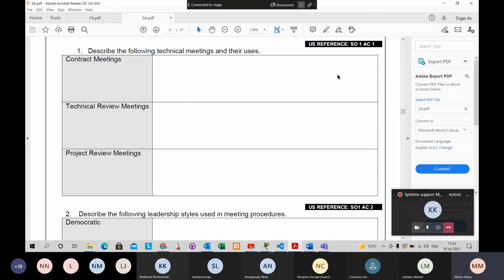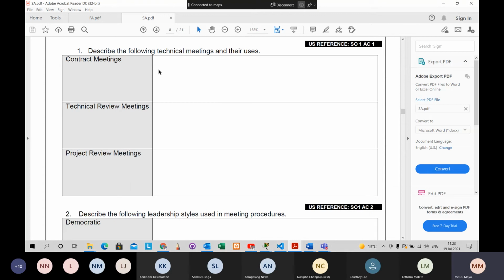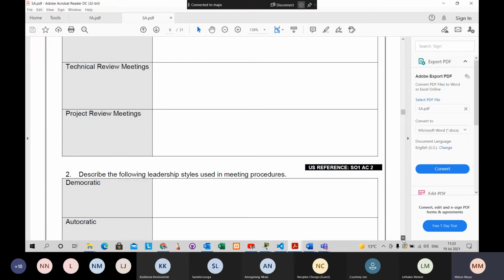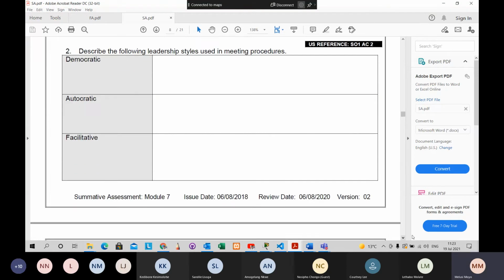Okay, so contract meetings, that's what you might find here if we are talking about technical meetings. Technical reviews and then project reviews, we looked at that, we explained this part. I don't want to go through that again. Sandy also asked a question there and we answered. We broke down the difference between the technical review and the project review.